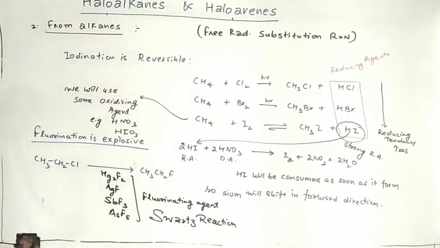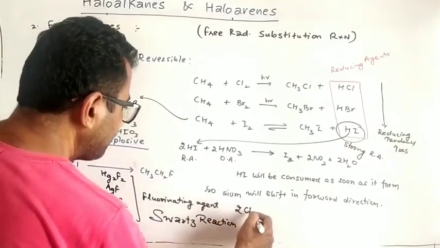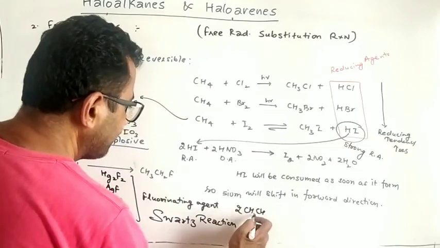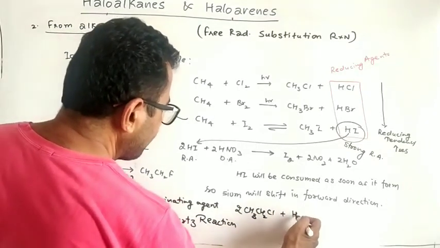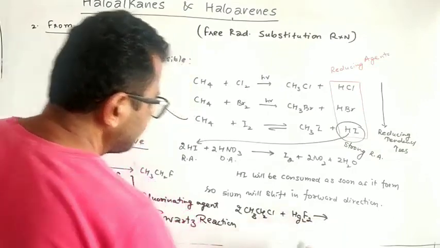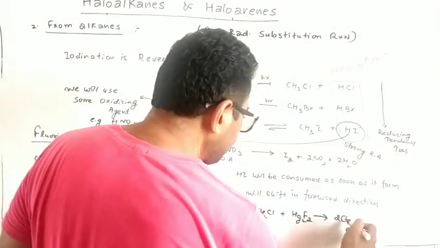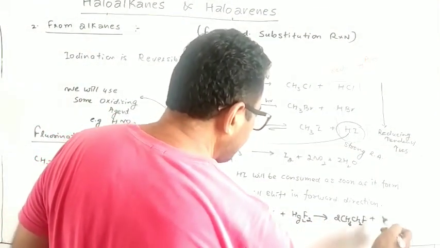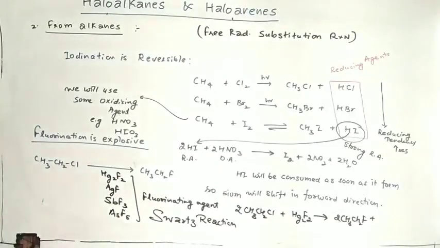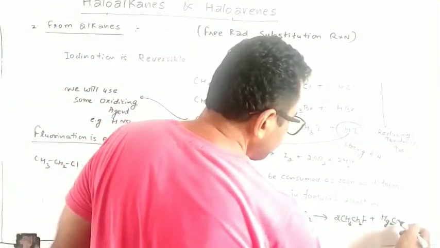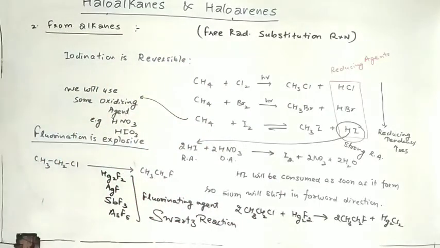Okay. Suppose we have 2 mole of ethyl chloride, adding Hg2F2. What we get is 2 mole of ethyl fluoride plus Hg2Cl2. So this reaction is called Schwarz reaction. Okay. So this is the first reaction in this chapter. So this is the preparation of alkyl halide from the alkanes.